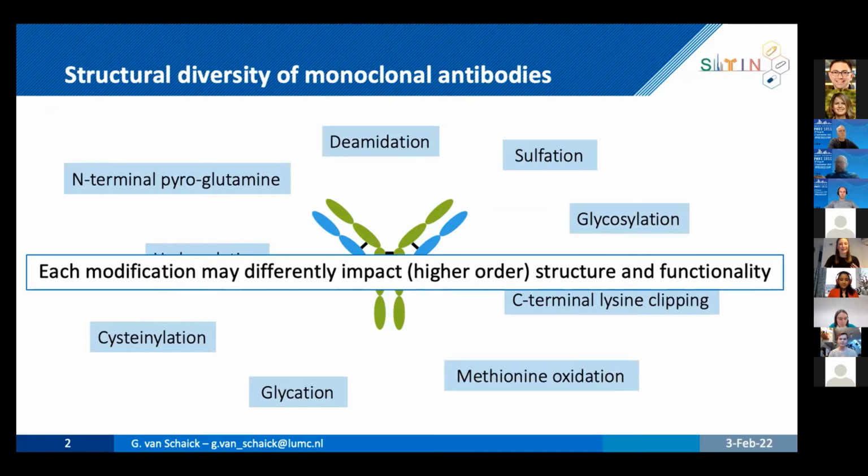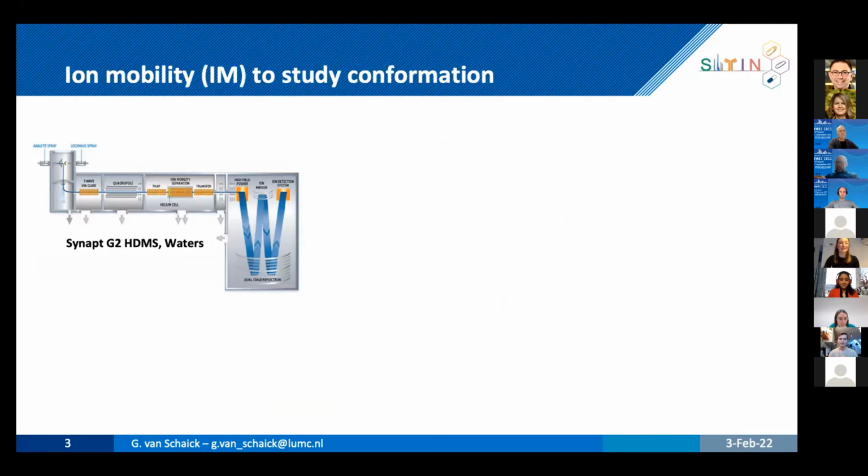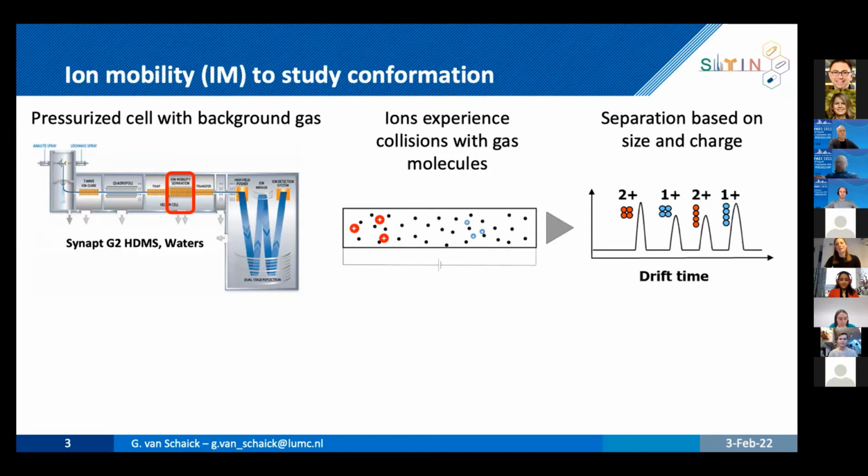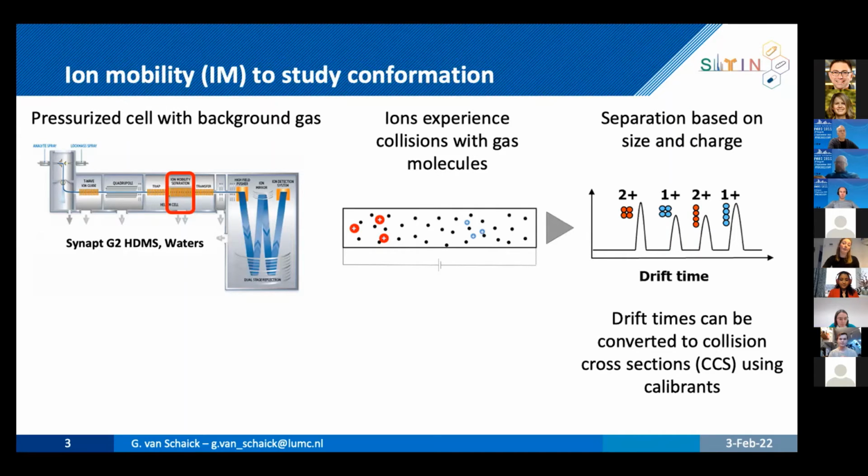So a tool to investigate conformation of proteins is ion mobility. It was already briefly mentioned before in the pitch, but here we use a slightly different approach. We use the Synapt G2, and here the ion mobility cell is located after the quadrupole and before the time of flight, and it's filled with a background gas, which is often either helium or nitrogen. And when your proteins go through this cell, they experience different collisions with the gas molecules. And because of the number of these collisions, we get a separation based on size and charge.